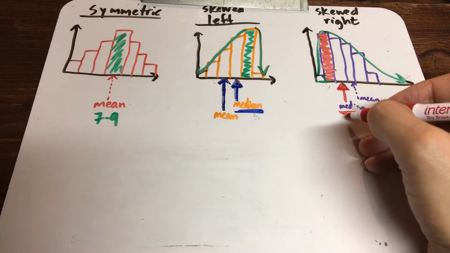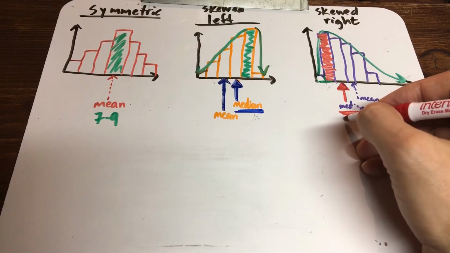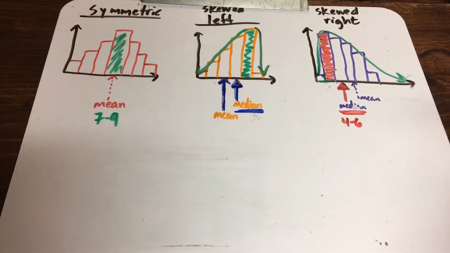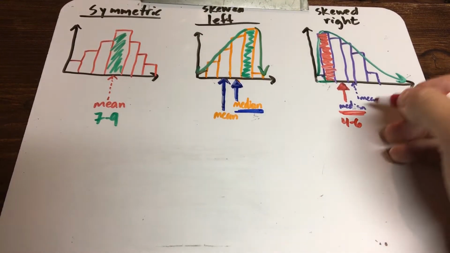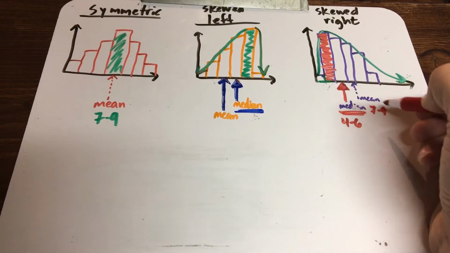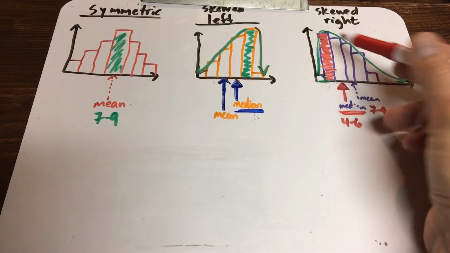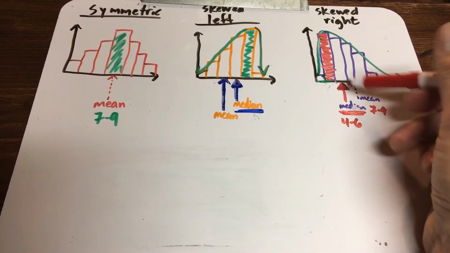Like if this bar was maybe 4 to 6, I would say, yeah, the median's probably 5, right? And then if this category was like 7 to 9, I would say the mean is maybe 8, right? But the mean is further away. Like most of the data is right here. The median is right next to it, and so that's why we picked that.